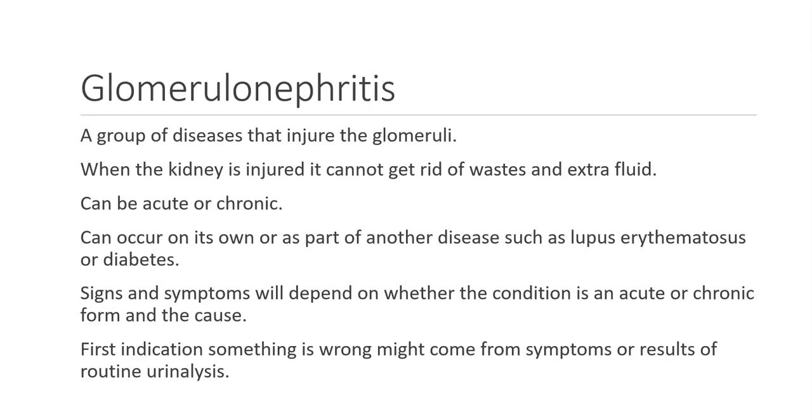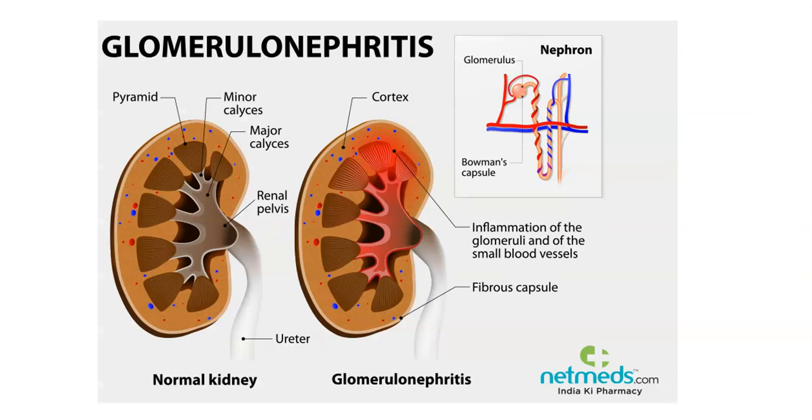The signs and symptoms will depend upon whether this condition is an acute or chronic form. An acute form is a sudden onset versus a chronic form that you deal with for a long period of time and perhaps for the rest of your life. And of course, it depends on the cause of the condition. The first indication that something is wrong might come from symptoms or results of a routine urinalysis. This is a picture which illustrates a normal kidney on the left and then a kidney with glomerulonephritis on the right. All the red areas indicate the inflammation of the glomeruli and of the small blood vessels. And again, inflammation can lead to serious problems in the kidney.